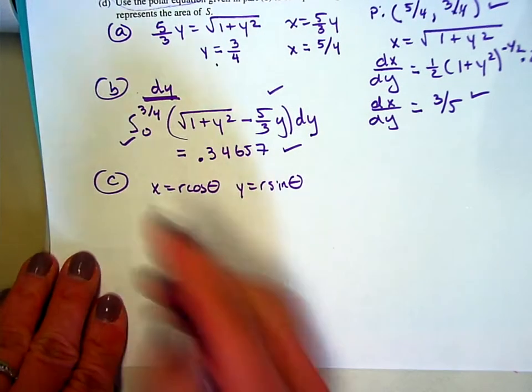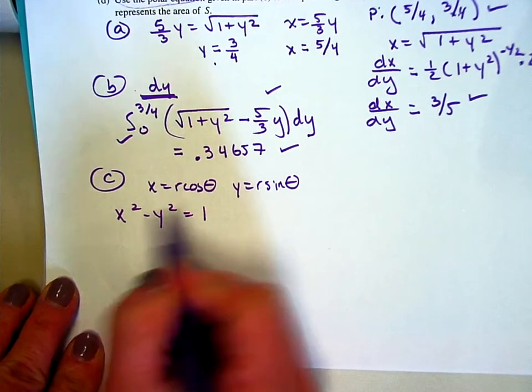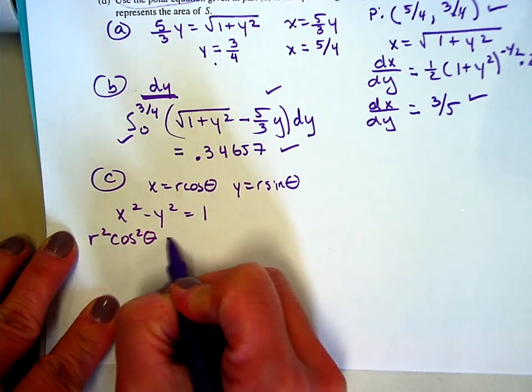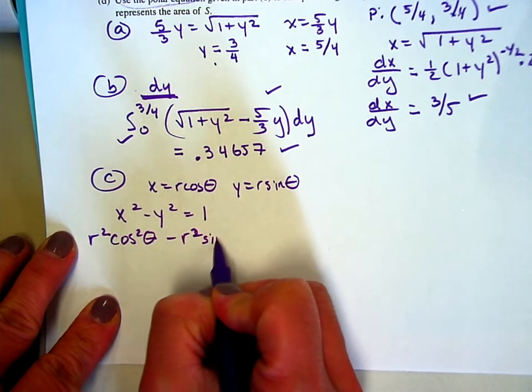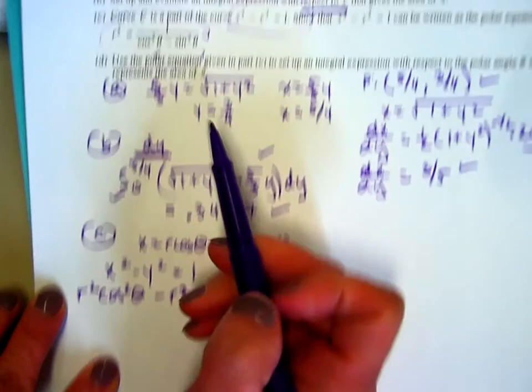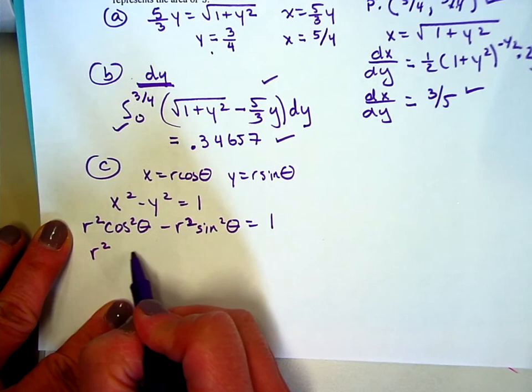So I want to know what is x squared minus y squared equals 1. If I do the substitution, this becomes r squared cosine squared theta minus r squared sine squared theta equals 1. I want to solve for r squared because they want you to show that r squared is equal to that function. You can factor out the r squared and you're left with this.